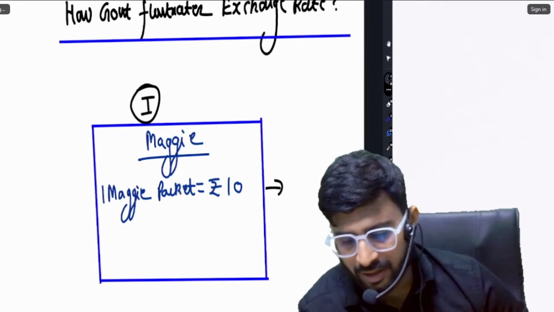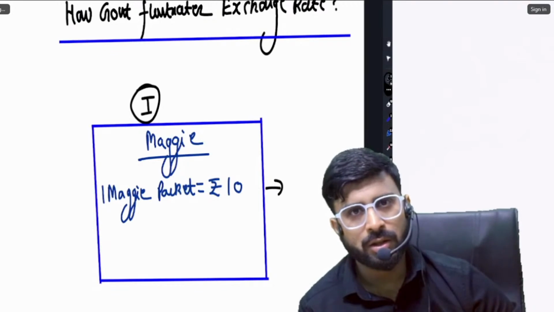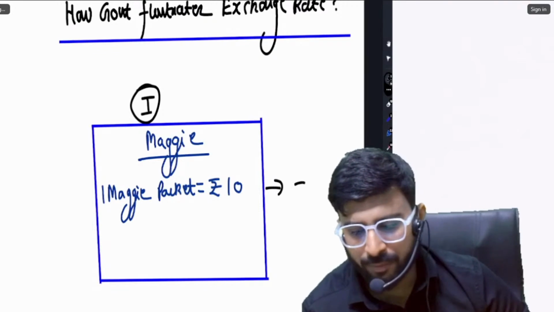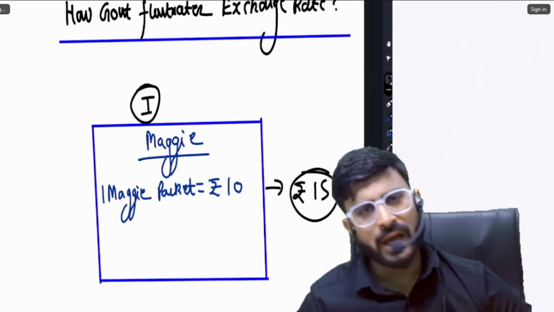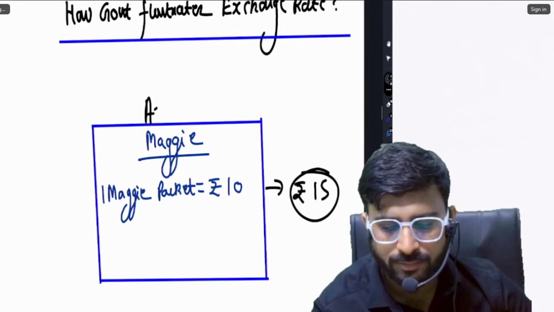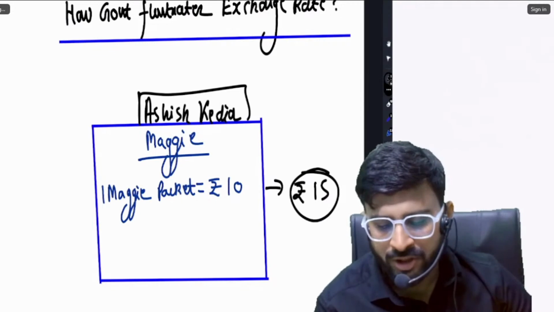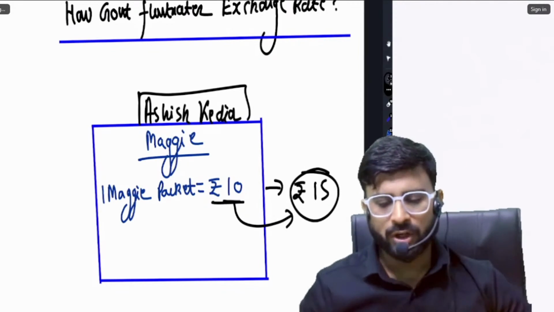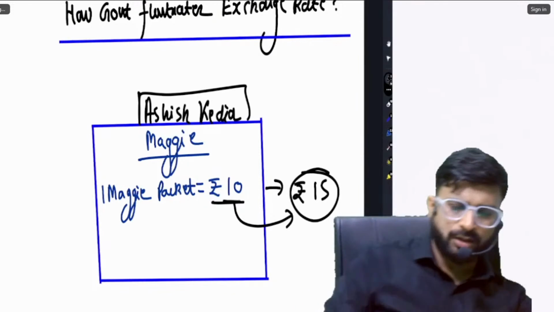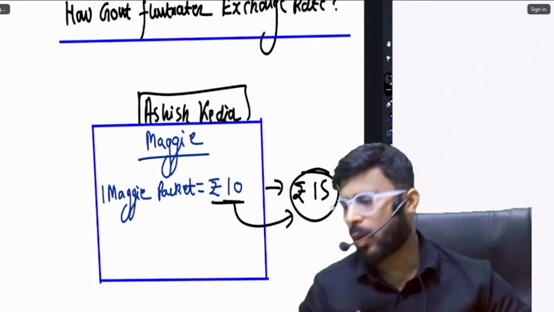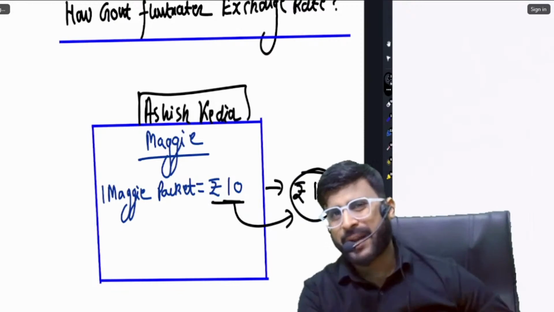I decide that let's do something in this world so that the price of Maggi becomes rupees 15. I, meaning Ashish Kedia, want to change the Maggi price from 10 to rupees 15. In the market, I am not making Maggi. I am not the manufacturer of Maggi. I am just the user of Maggi. How can I do that? Tell me. You all are going to be chartered accountants. Come on, apply your brains and tell me.